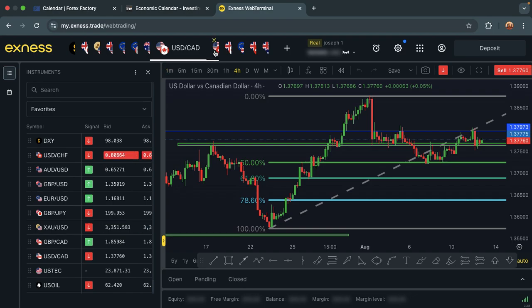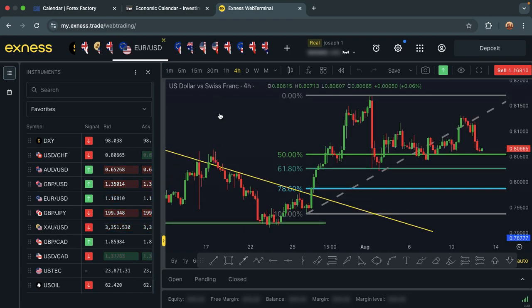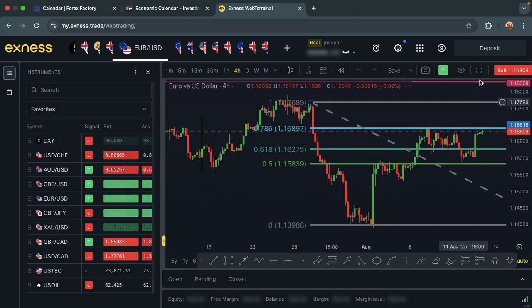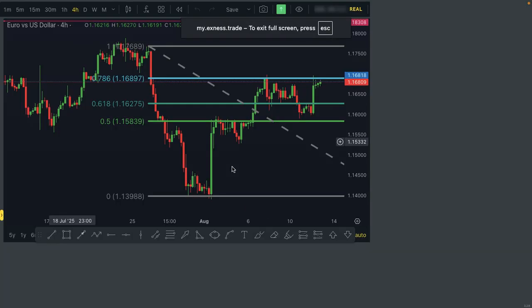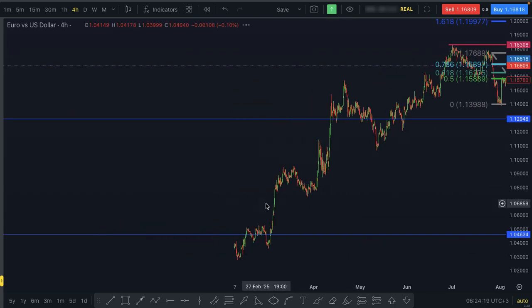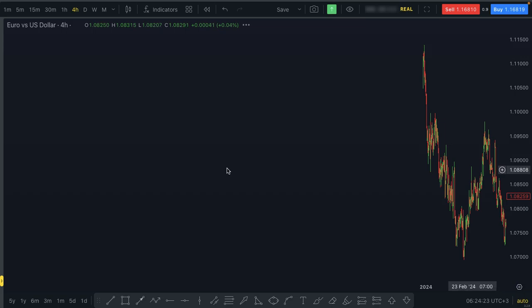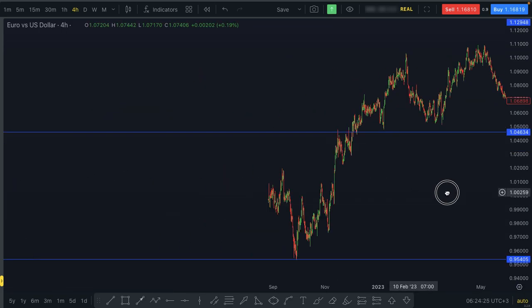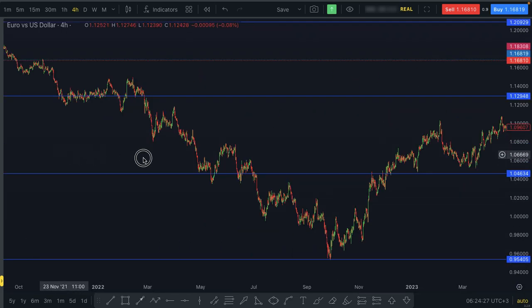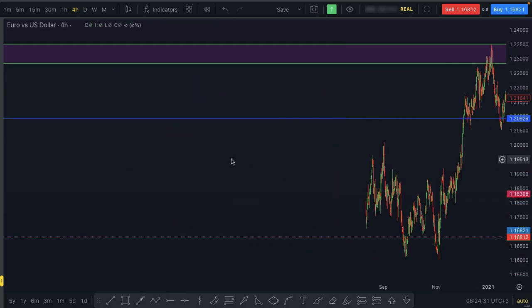So I'm going to be starting with the first example, and that's going to be the Euro US dollar. I want to show you how I get entries on the market. So stick around with me to see how I normally get these entries, and maybe you can practice a bit as well and see where you can get yourself to in the space of trading.